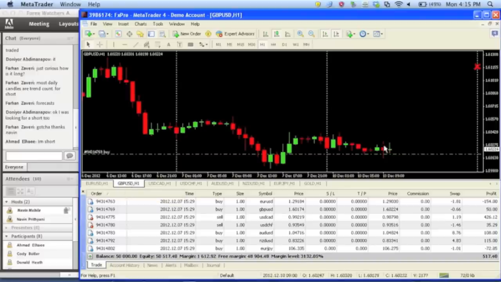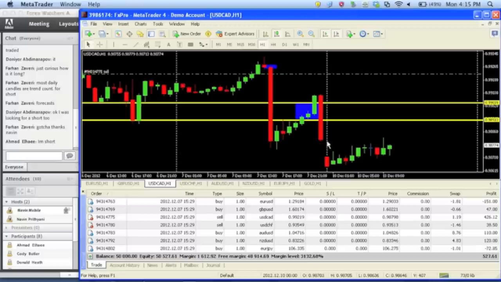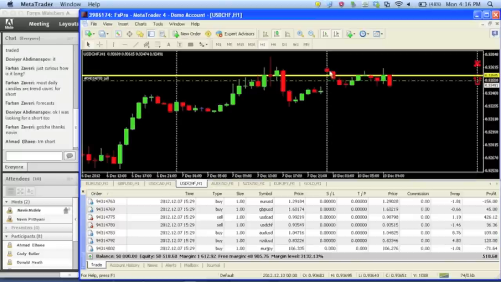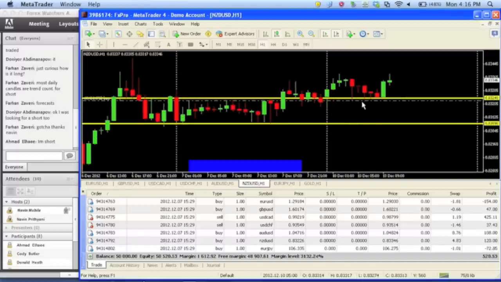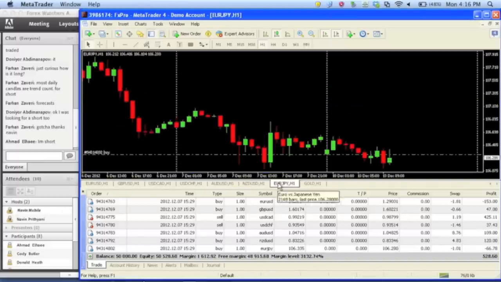If we take a look at pound, no gap here. Take a look at US dollar CAD. There is a gap here from here to here, which has been filled already. It's gone up, it's touched that area, and now it can go whichever way it wants to go. Swiss franc also has a gap. The gap is to go short, and it's on its way down. Aussie dollar, nothing there. New Zealand dollar, nothing there. Euro yen also has a gap, but it has been filled immediately.